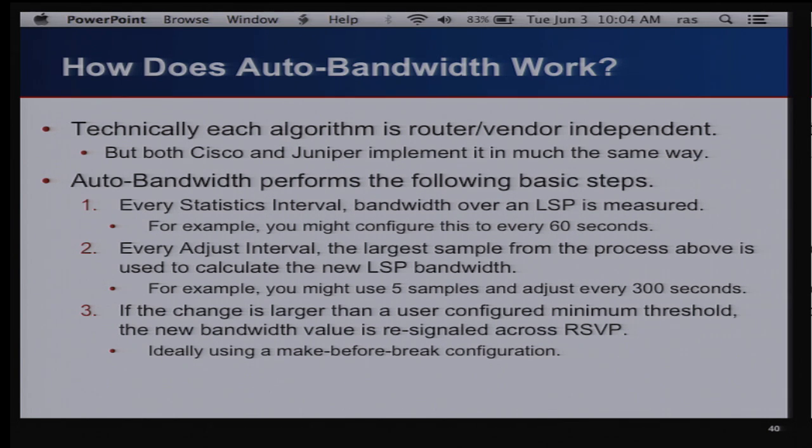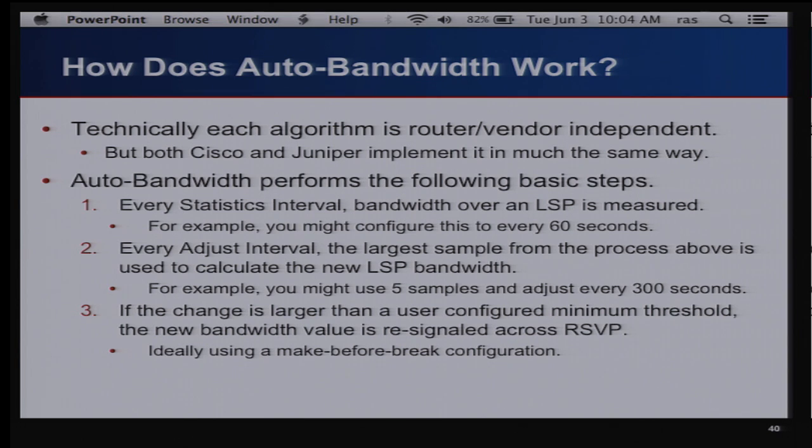So you start with a statistics interval. It might be, for example, 60 seconds. And you say, every 60 seconds, I'm going to do a diff in the number of packets that were there before to the number of packets that are there now, and so I know my average rate over the last 60 seconds. And then you have what's called an adjust interval.